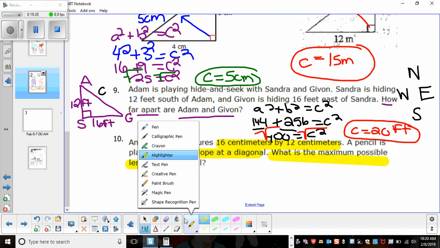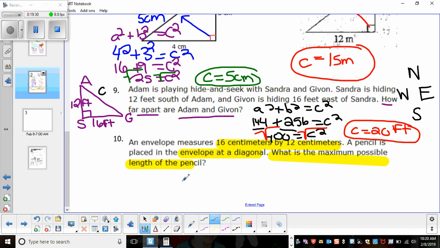Okay, so we know that an envelope is a rectangle. So this is what an envelope looks like. I'm drawing a picture here. And so we know that the envelope measures 16 centimeters, that's the longer side, by 12 centimeters, the shorter side. Again, this is not drawn to scale. And a pencil is placed in the envelope at a diagonal.